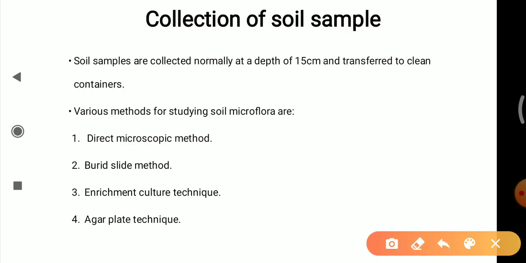First is the collection of sample. For studying soil microflora, the first thing we have to do is collect a sample. Soil samples are normally collected at a depth of 15 centimeters. From the 15 centimeter depth, we collect the soil and transfer it into a clean or sterile container. Once the sample collection is done, we can go for the various methods.